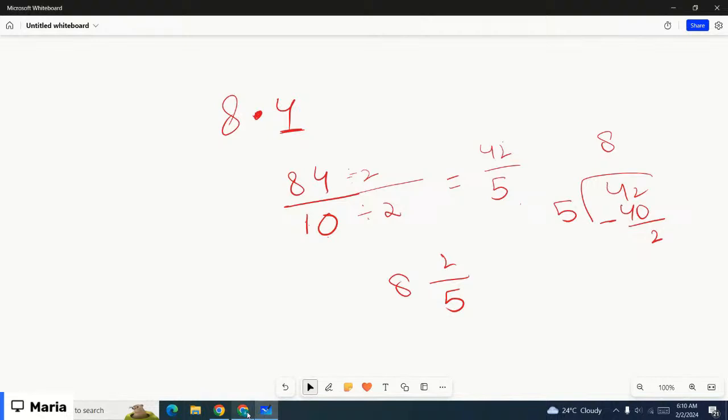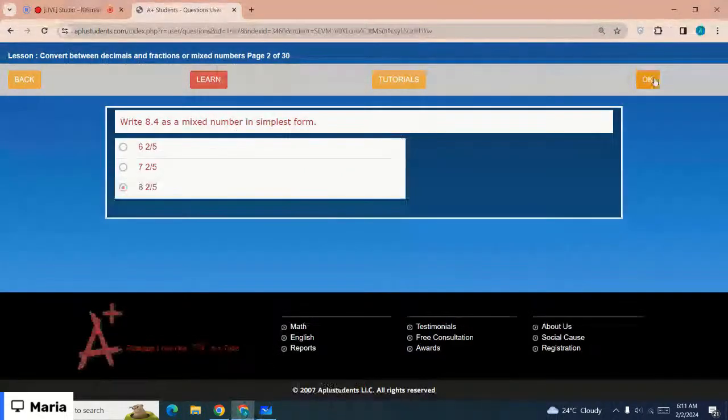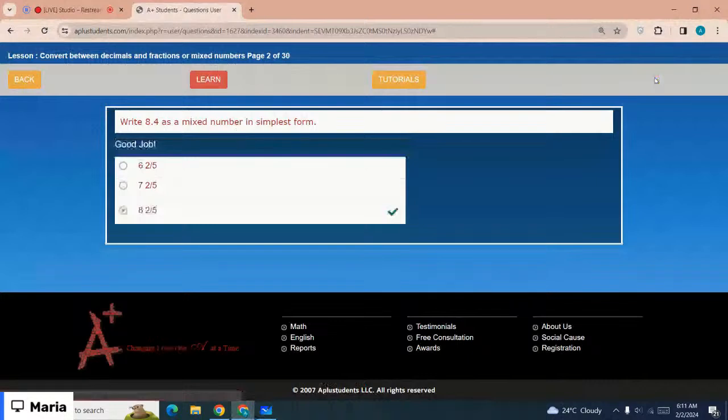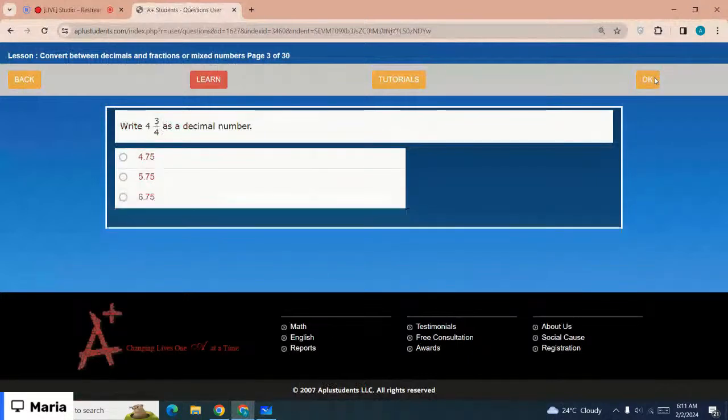Okay, the next one is: write 4 whole 3 over 4 as a decimal number. You need to write it as a decimal, right?